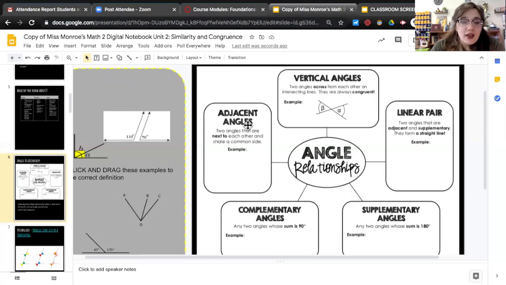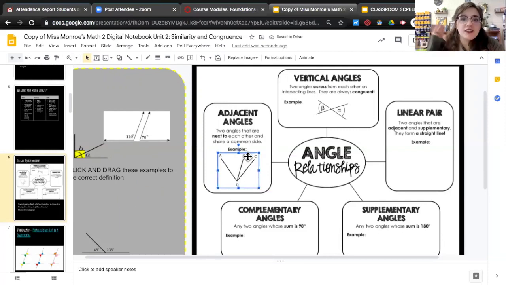Then we have adjacent angles, where two angles are next to each other and they share a common side. That just means they share a wall. They share some kind of ray in between where they are. So I have angle ADB and BDC to create angle ADC. Those two are adjacent because they are next to each other. Vertical means across, adjacent means next to.